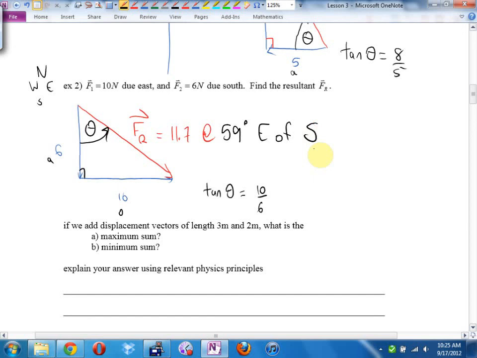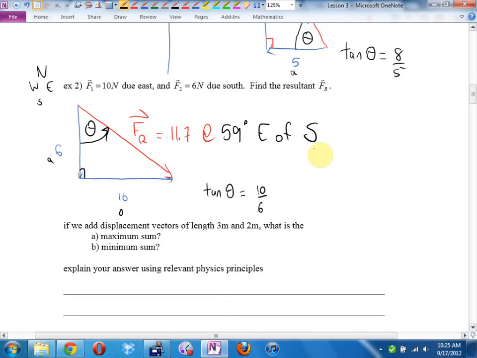See if you end up where I did. Some of you may have a different answer from me because I did mine a little unusually. We should all have the 11.7. Zach, it depends which one you drew first. On purpose, I drew the second one first.